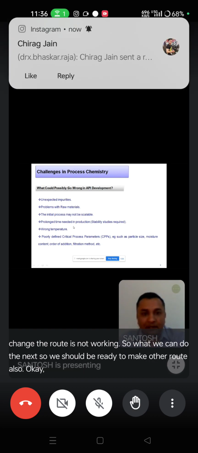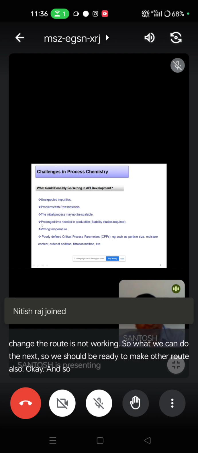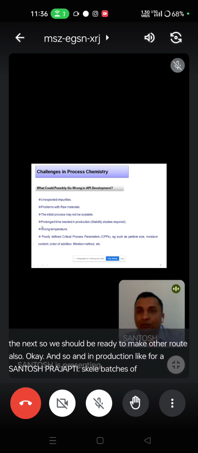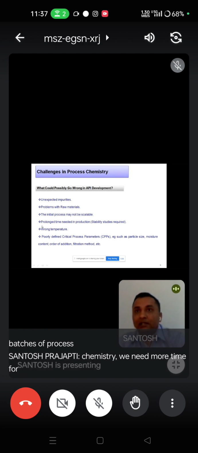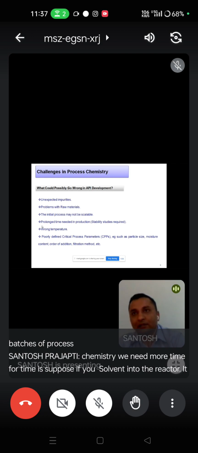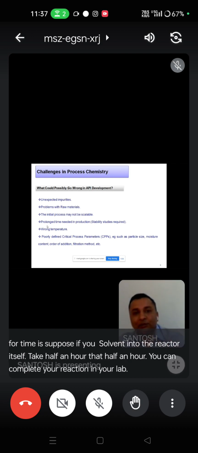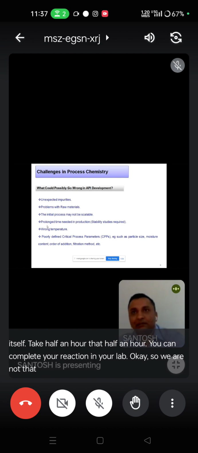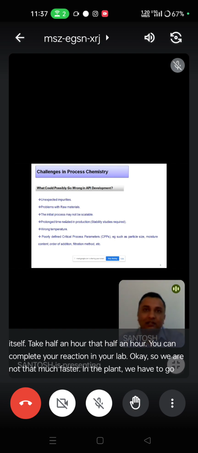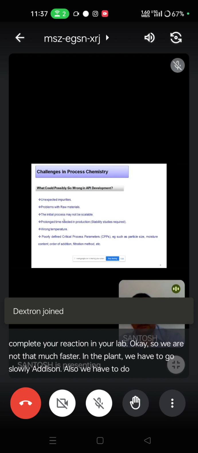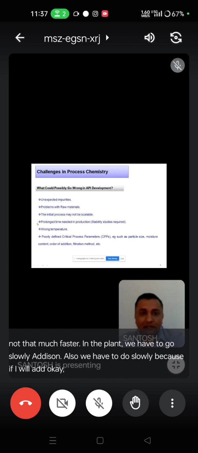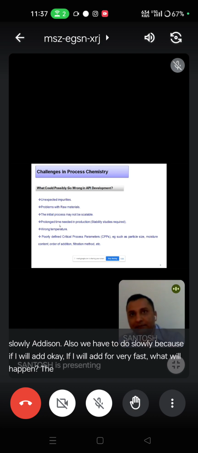And in production, for scale up batches of process chemistry, we need more time. Time means, suppose if you have to charge the solvent into the reactor, it itself takes half an hour. In that half an hour you can complete your reaction in your lab. So we are not that fast in the plant. We have to go slowly. Addition also we have to do slowly, because if I add very fast, what will happen? The temperature may rise suddenly.